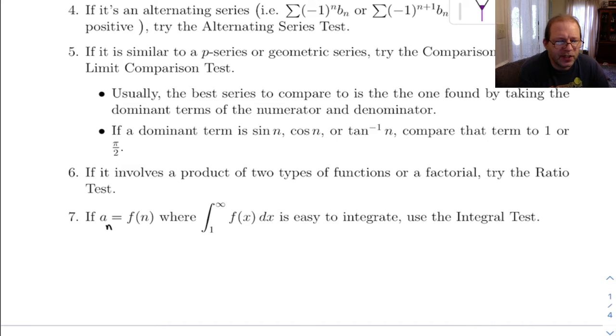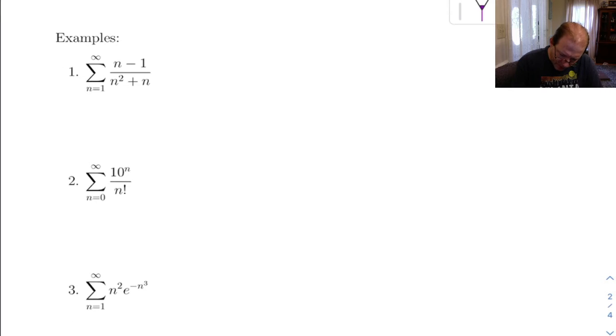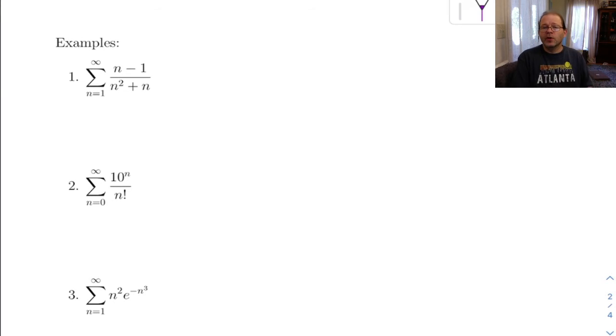And I've got the integral test down here at the end because that one doesn't really come up all that often. But if the formula for your terms is something easy to integrate, then you can definitely use the integral test. So let's do some examples. I've got 14 examples, and I think I'm going to do a few of them here and split the rest of them up over at least 2 additional videos, probably maybe more. But let's look at these.